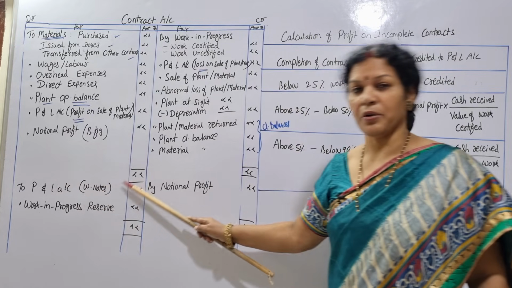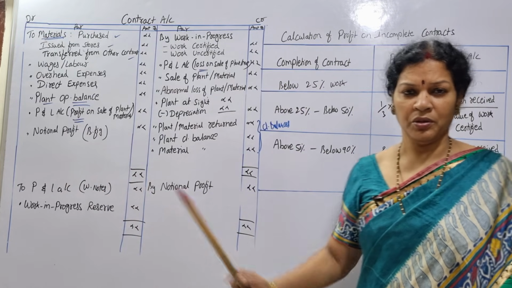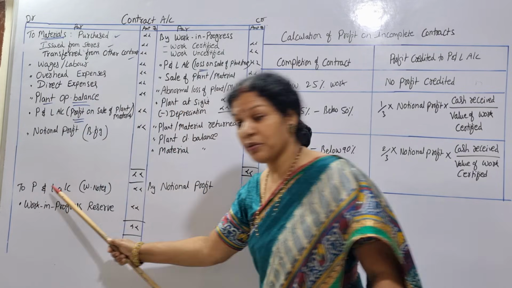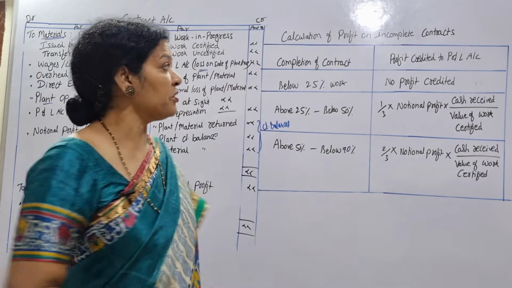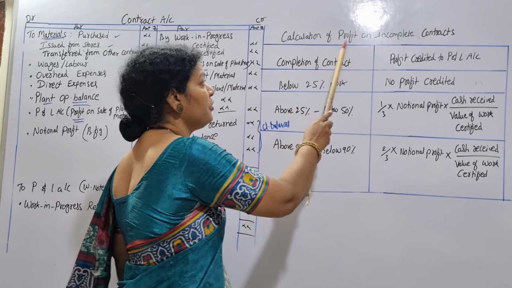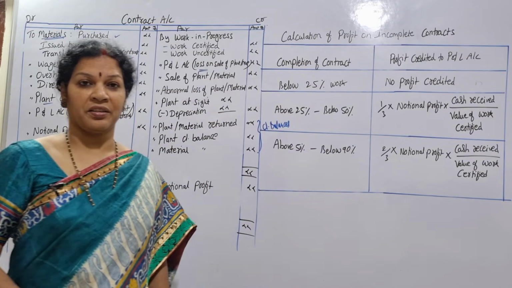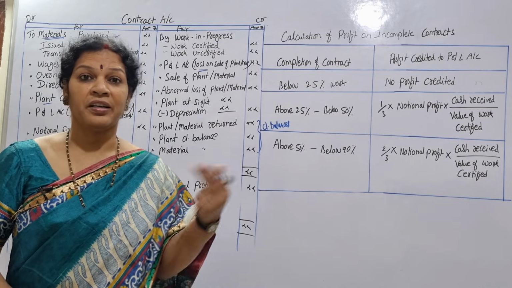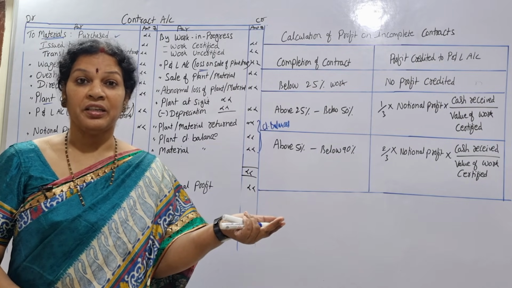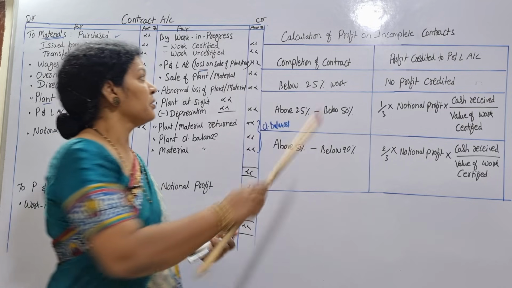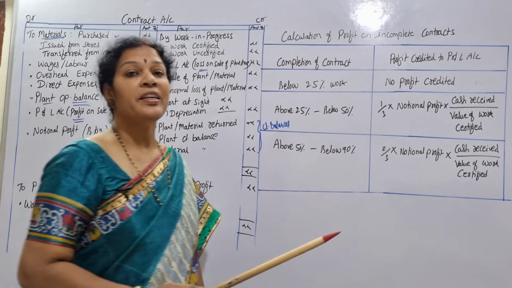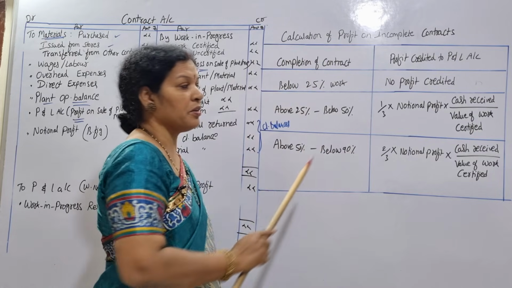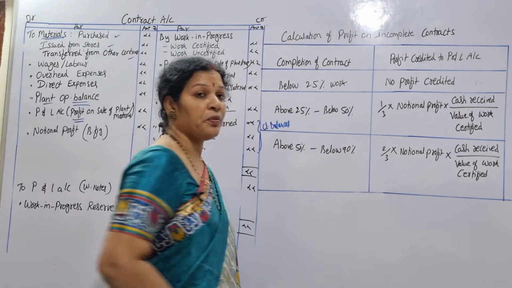Now let's see what this profit and loss account is. Working notes we have to show now. You have to remember this table for calculation of this profit and loss account. This is calculation of profit on incomplete contract. Incomplete contract means to some extent the contract is completed and the rest is incomplete, so that you have to calculate. That is why we say calculation of profit on incomplete contract. How do we calculate? Remember this table: completion of work and profit credited to profit and loss account.